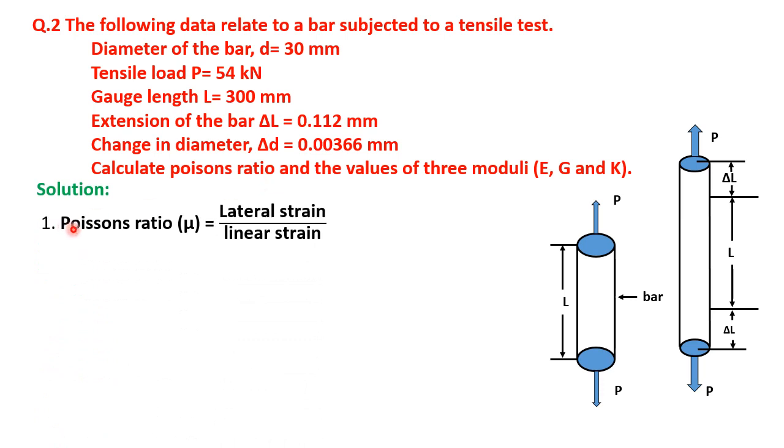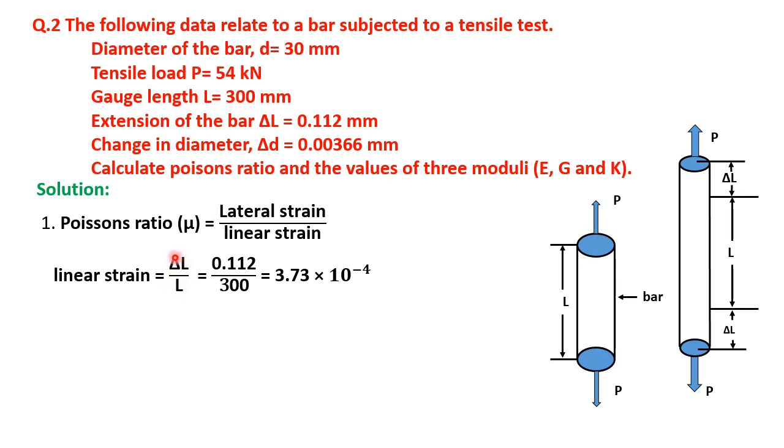So we know that the Poisson's ratio, which is denoted by the term mu, is equal to lateral strain upon linear strain. So first we need to find the linear strain here. Linear strain is nothing but delta L upon L. Delta L is the change in length, and L is the original length.